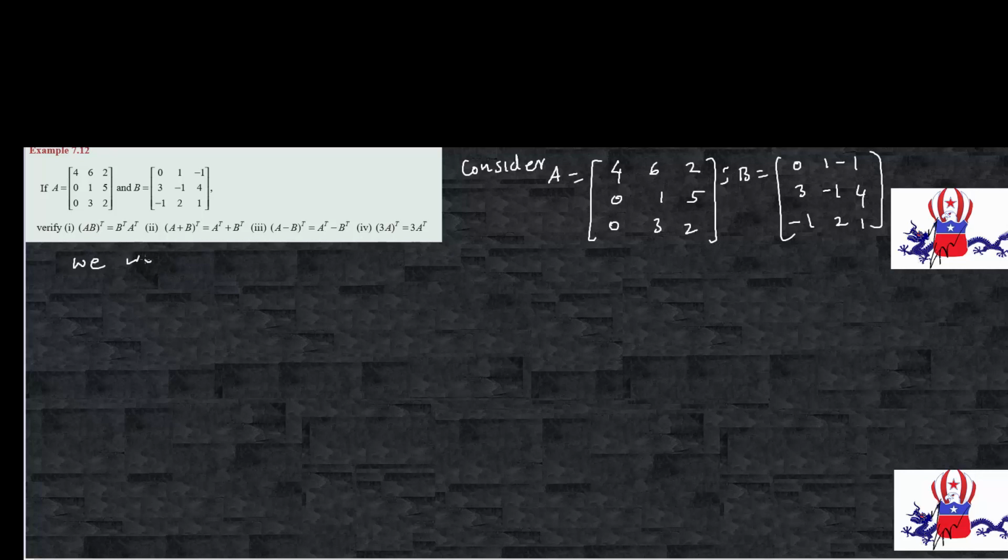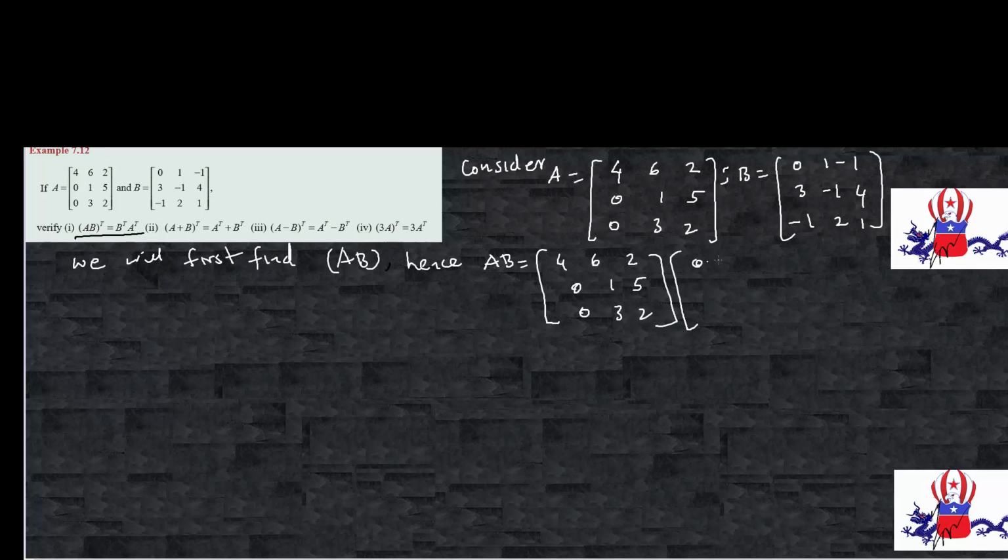So we would first start out with AB, because our intention is to show that (AB) transpose is equal to B transpose A transpose. Hence we need to take the product AB, which is obtained as follows. Write the matrix of A and then the matrix of B, and now we will be multiplying matrix A with matrix B. The row goes with the column.